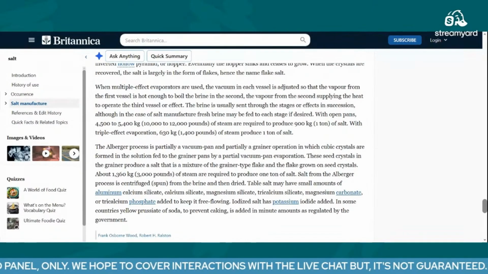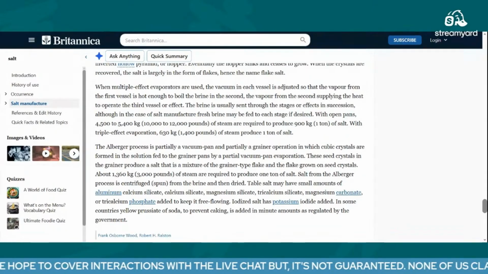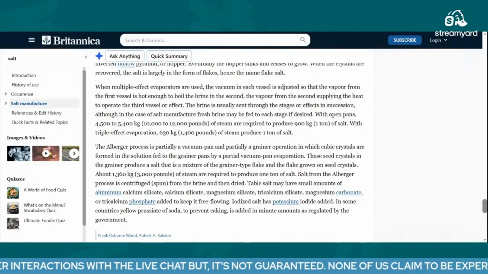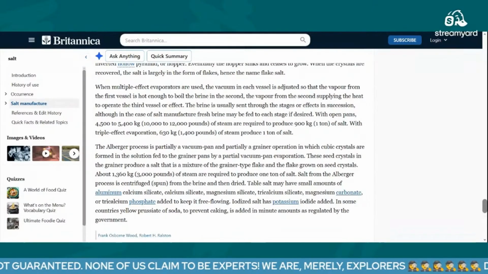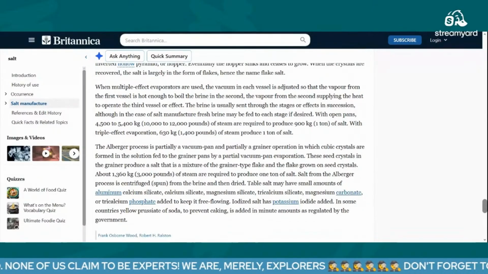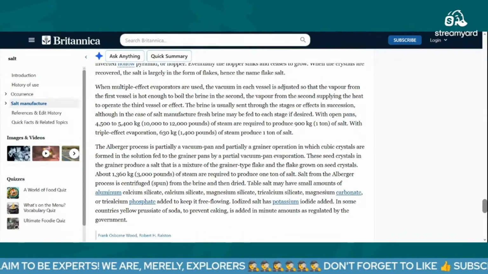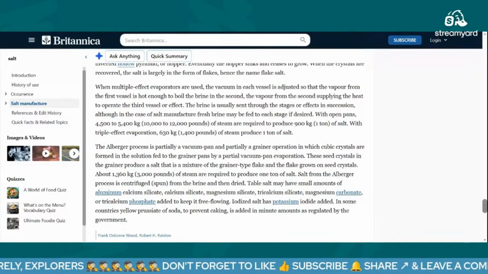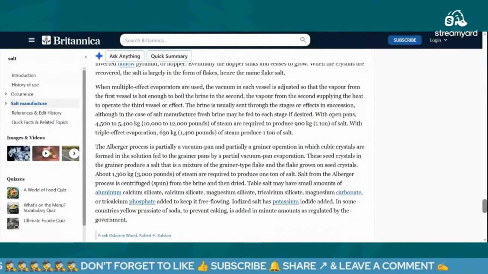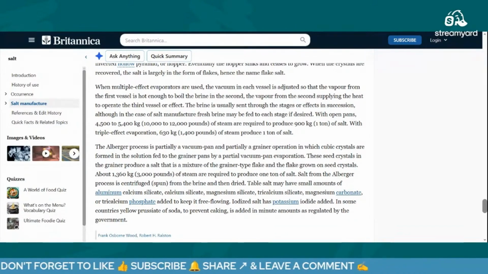With open pans, 4,500 to 5,400 kilograms, that's 10,000 to 12,000 pounds, of steam are required to produce 900 kilograms, which is 1 ton, of salt. With triple effect evaporation, 630 kilograms, that's 1,400 pounds, of steam produce 1 ton of salt.